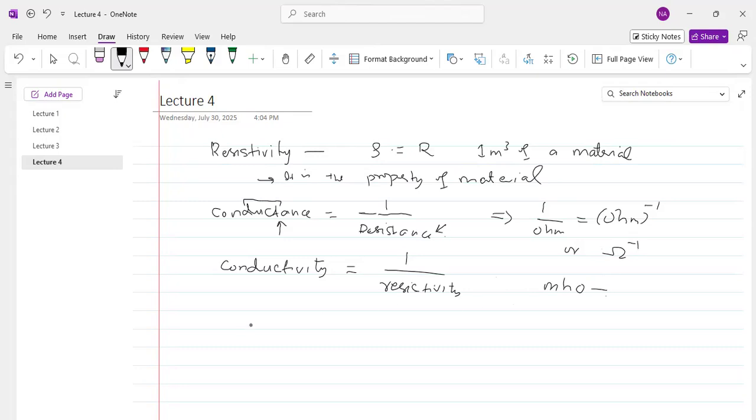And similarly, in case of conductivity, the SI unit will be ohm meter inverse. Ohm meter inverse. There may be some other names for the unit of these quantities.